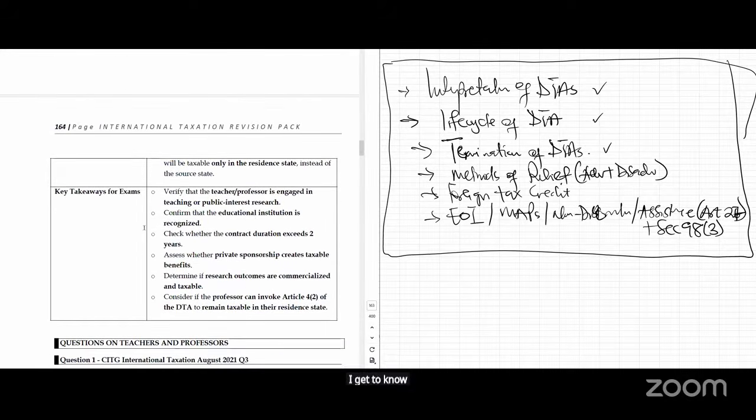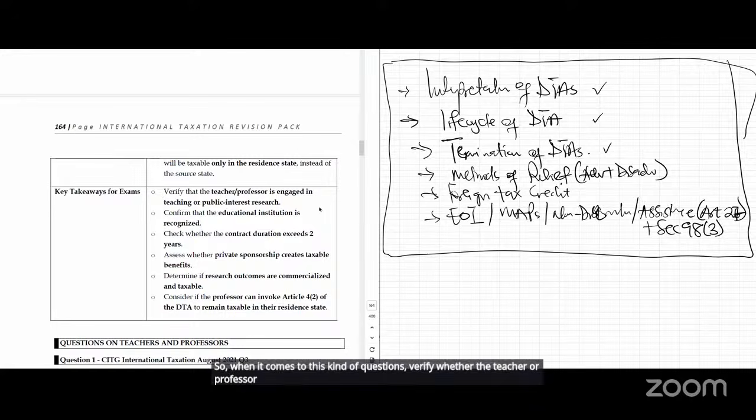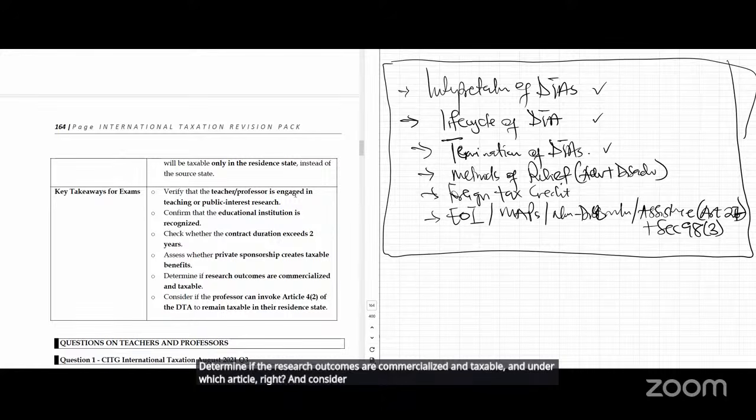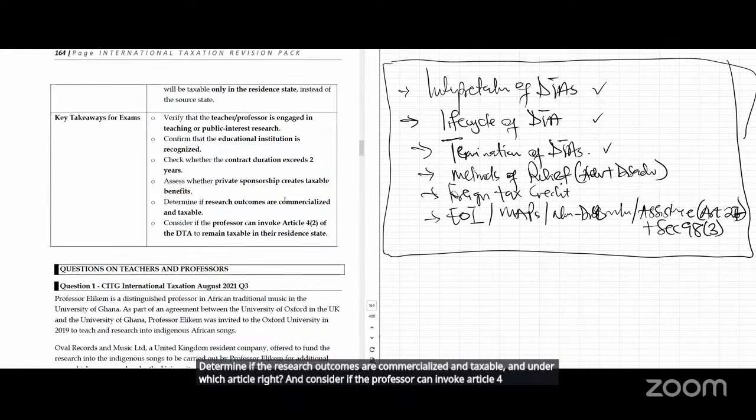So when it comes to this kind of question, verify whether the teacher or professor is engaged in teaching or public interest research, confirm that the educational institution is recognized, check whether the contract duration exceeds 2 years, and assess whether private sponsorship creates a taxable benefit. Determine if the research outcomes are commercialized and taxable, and under which article. And consider if the professor can invoke Article 4.2 and use the tiebreaker rule.